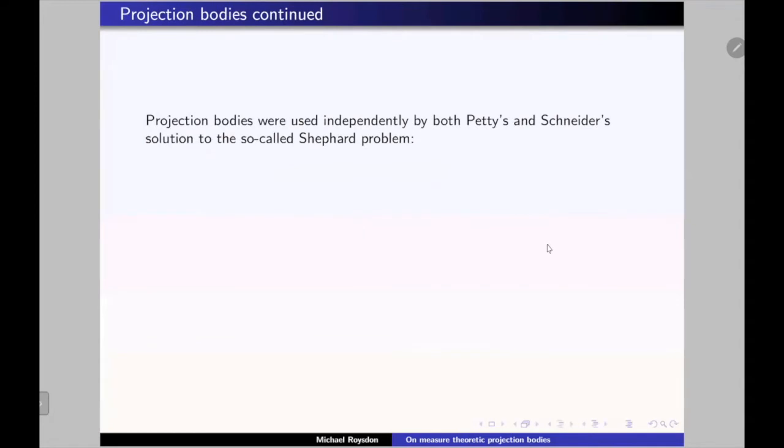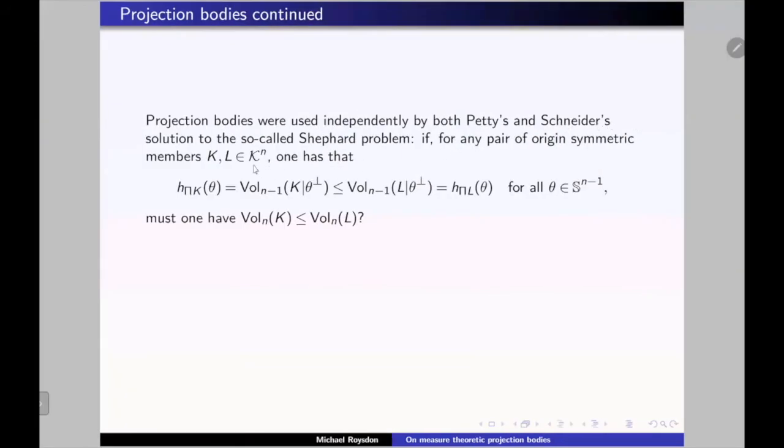And so, why would one consider such objects? One way to motivate it is Shephard's problem, which was solved by Petty and Schneider in the 1970s. The Shephard problem asks the following. If I have two origin symmetric convex bodies K and L, and I have some information about their orthogonal projections onto the same hyperplane, I have that the volume of the orthogonal projection of K is always smaller than the volume of the orthogonal projection of L onto that same hyperplane in every direction. Is it true that the volume of K never exceeds the volume of L?